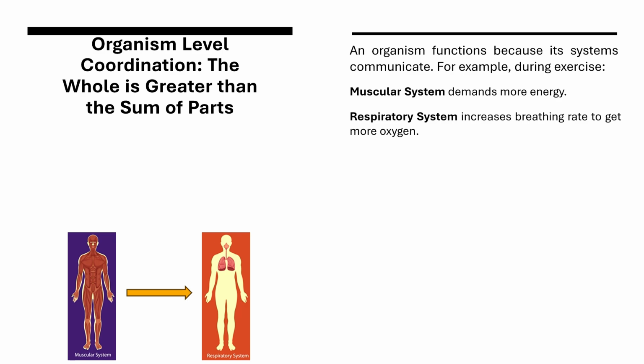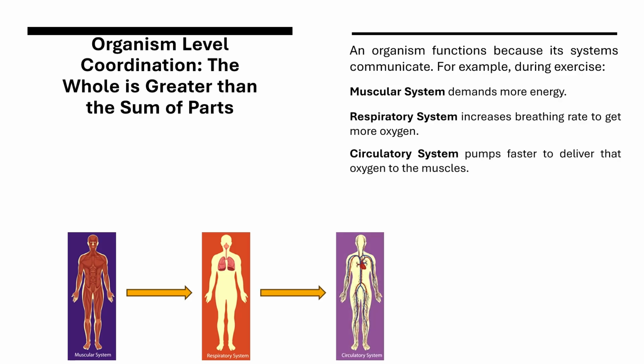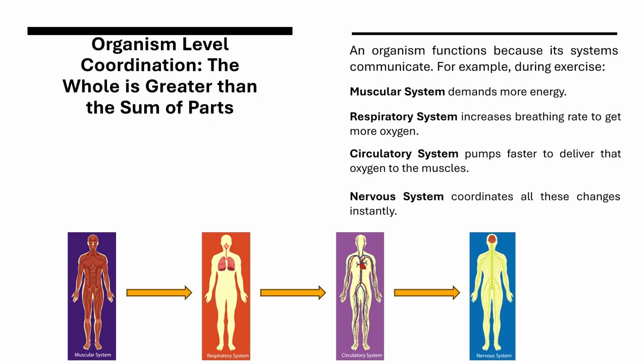The respiratory system does not wait. It immediately increases your breathing rate to pull more oxygen into the lungs. The circulatory system kicks into high gear. Your heart pumps faster and your vessels dilate to deliver that fresh oxygen and glucose to the working muscle as quickly as possible. And this is a perfect loop. The lungs grab the air and the heart delivers the cargo.